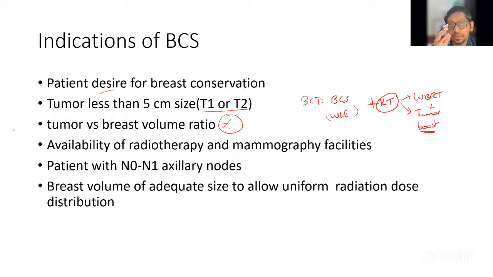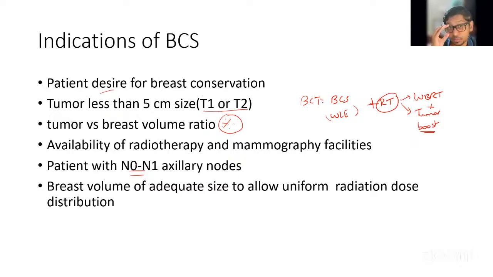There's a very important table in Sabiston. I have not put it down here. You can go back and refer to the table in Sabiston. A lot of contraindications are there for radiation therapy, like for example, previous radiation therapy that has been received, presence of collagen vascular diseases. So please look at that table in Sabiston regarding contraindications for radiotherapy in breast cancer. Again, patients who have N0 to N1 axillary nodes are ideal for breast conservation surgery.